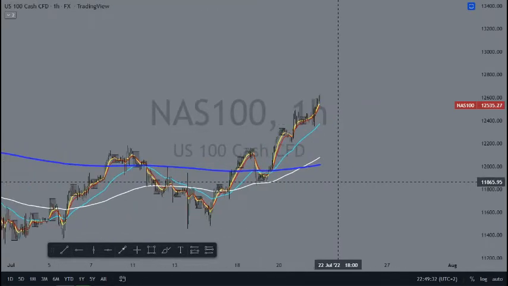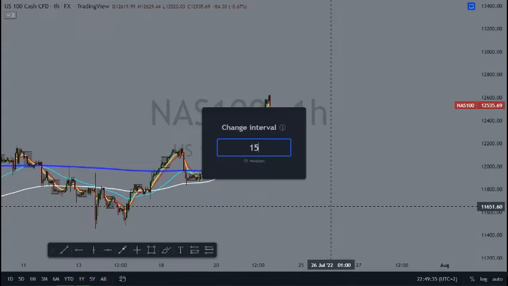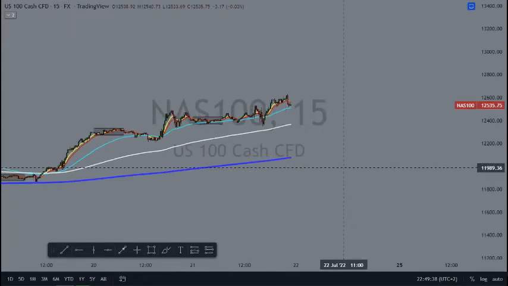Today we just added the 800 moving average. The 800 moving average is the blue one, so I'm going to show you how these 800 moving averages work.